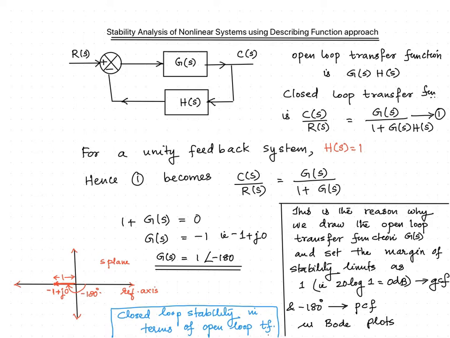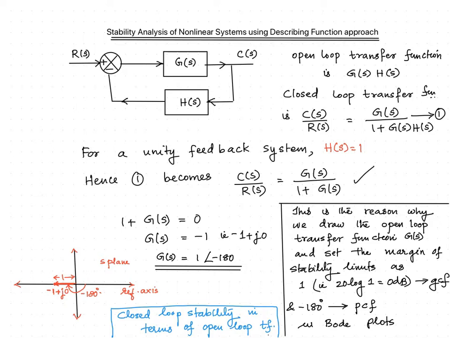Here, the open loop transfer function is G(s)H(s) and the closed loop transfer function is C(s)/R(s) equal to G(s)/(1 + G(s)H(s)). If you consider a unity feedback system, then H(s) will be equal to 1. Hence, in that case, we can write the closed loop transfer function as G(s)/(1 + G(s)).